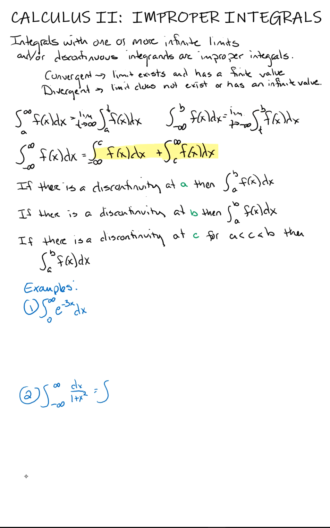So this is just the first step. The next step would be to write those as limits. Now, in order for this to be convergent, both integrals independently must also be convergent.